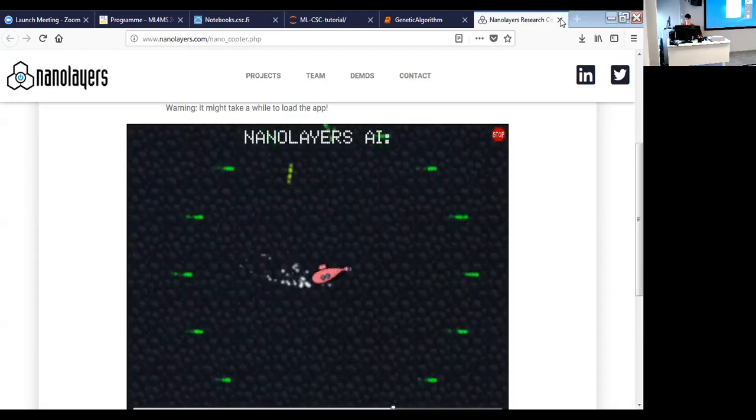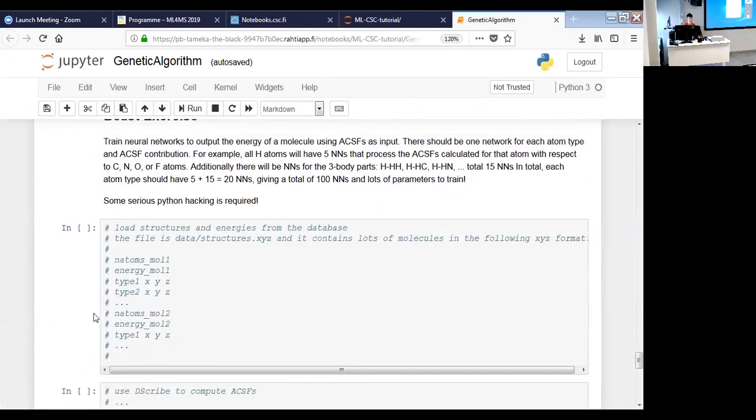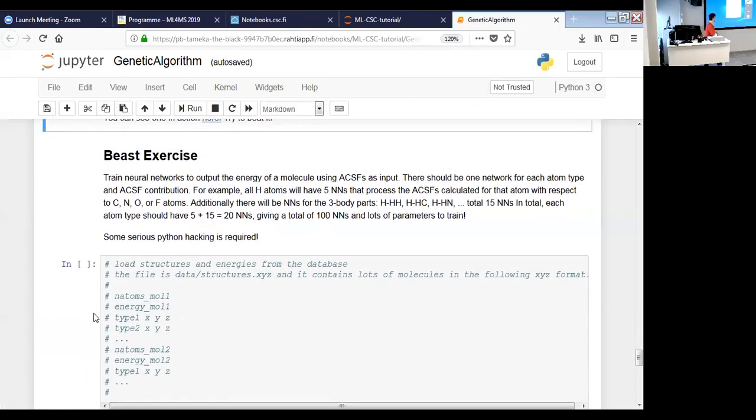So yeah, this is it. There is a very beefy exercise here, which means try to put together a code that will train atom-centered symmetry function potentials from a database, which is given in that file. You have a bunch of completely different molecules, and you can try to train atom-centered symmetry functions to reproduce their energies using a genetic algorithm. That's all we can do, since Baylor didn't give us his code.